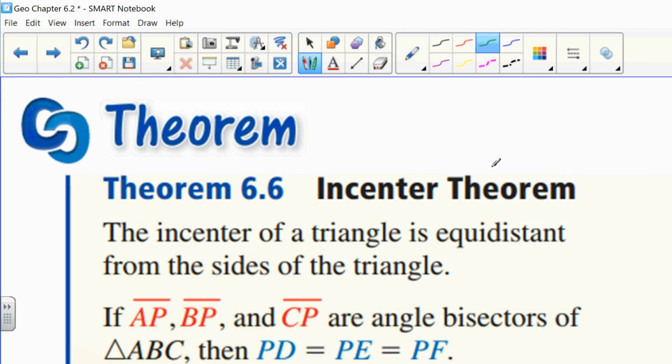Now, one of the main ways that we'll know that it is an incenter is because the other three lines are going to be angle bisectors. They're going to cut the angles in half. So when we have three angle bisectors, the point where they meet is the incenter.